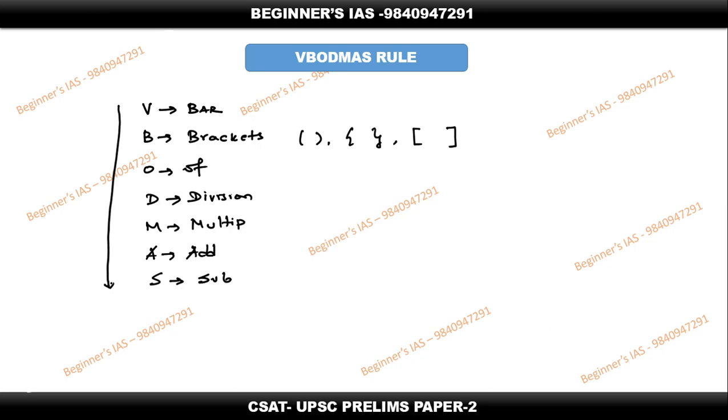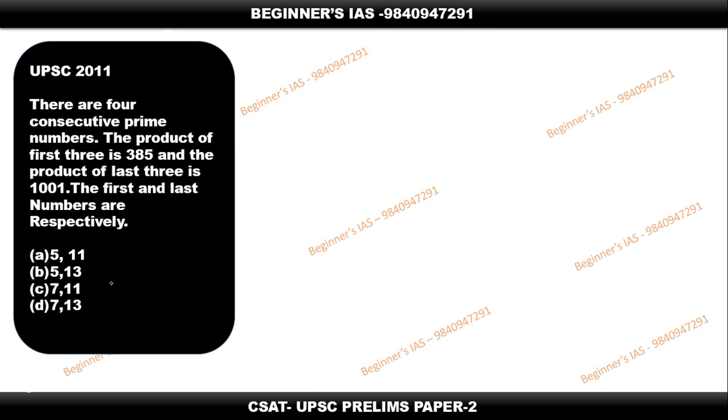With this, we are moving to one problem. This is the UPSC question asked in 2011. This question is very important, so let us discuss it. There are 4 consecutive prime numbers. The product of the first 3 is 385. The product of the last 3 is 1001. The first and last numbers are represented by?